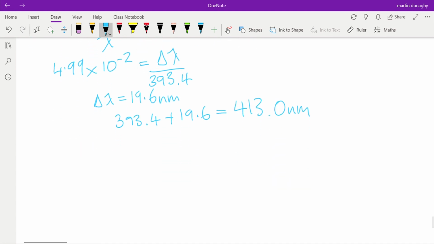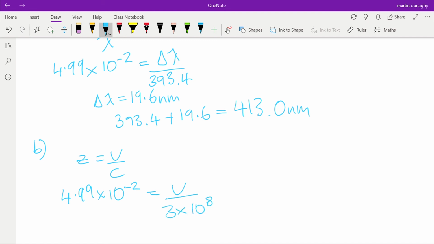Part B then looks for the recessional velocity. We just use our other equation. That involves our Z parameter, which is the ratio of the velocities. Taking our value from before, 4.99 by 10 to the minus 2 equals V divided by the speed of light. Works out V as being 1.50 by 10 to the 6 meters per second.